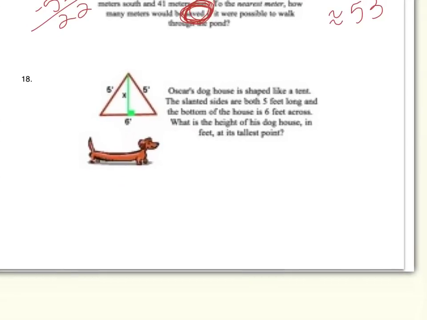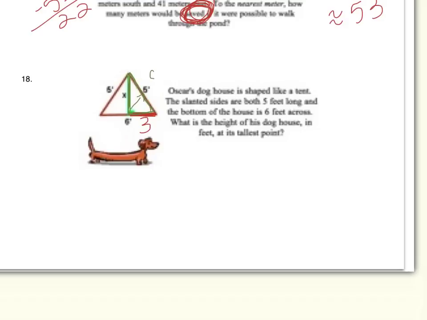Number 18, Oscar's doghouse is shaped like a tent. The slanted sides are both 5 feet long, and the bottom of the house is 6 feet across. What's the height of the doghouse? So if the total distance across is 6, then I know this part right here is half of 6, which is 3. So I'm actually only looking at this triangle right here, and we're looking for the height.